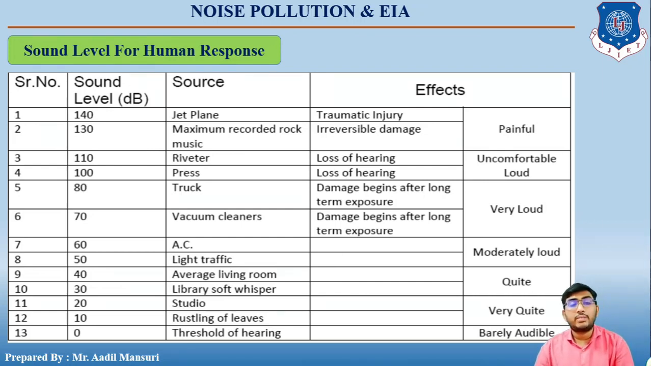Talking about 80 decibels caused by trucks, 70 decibels vacuum cleaners, 60 decibels AC, 50 decibels light traffic, 40 decibels average living room, 30 decibels library soft whisper, right, and 20 decibels studio, 10 decibels rustling of leaves, and 0 is the threshold of hearing, right? That is, hardly audible. Clear?